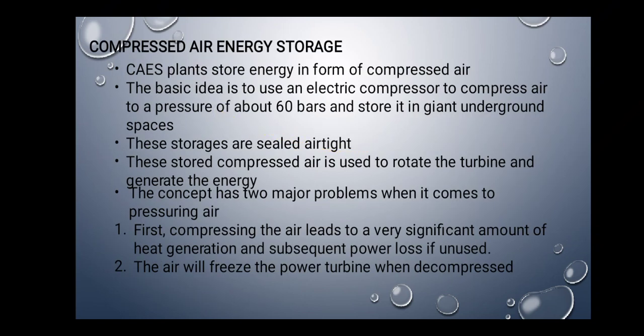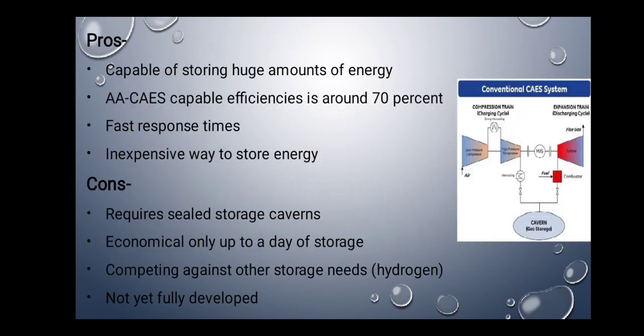Compressed air energy storage. CAES plants store energy in the form of compressed air, like our LPG gas. The basic idea is to use an electric compressor to compress air at a pressure of about 60 bars and store it in a giant underground space. This storage is sealed. The stored compressed air is used to rotate the turbine and generate the energy. The concept has two major problems when it comes to pressurizing air. First, compressing the air leads to a very significant amount of heat generation and subsequent power losses if unused. The air will freeze the power turbine when decompressed.